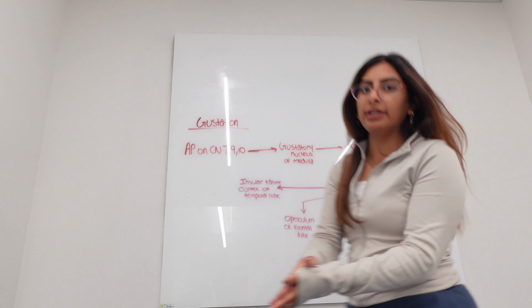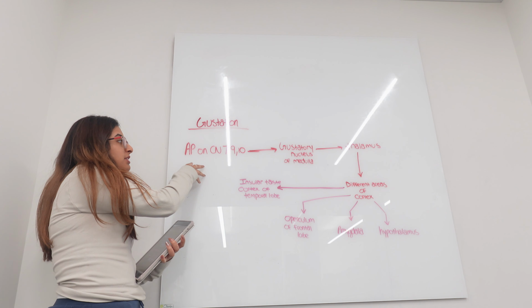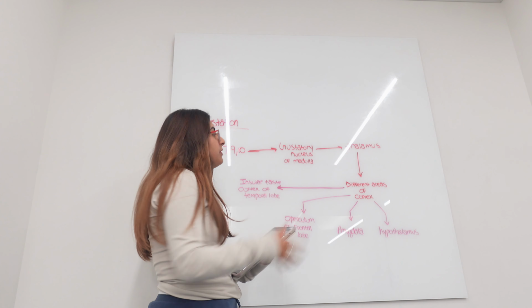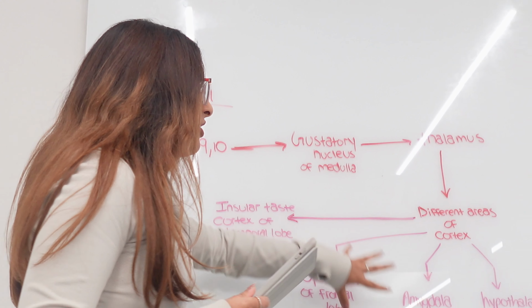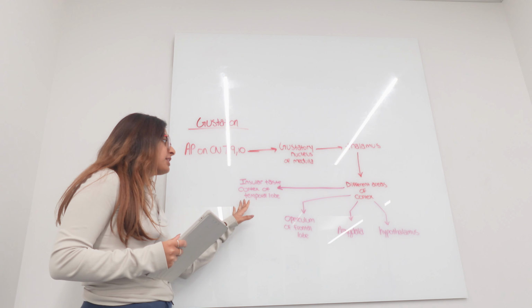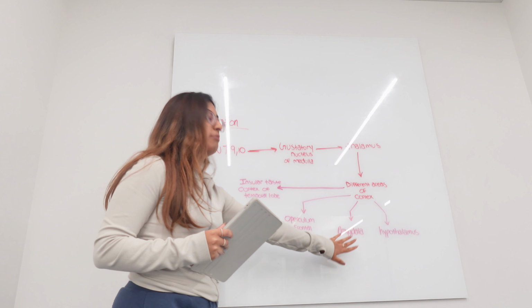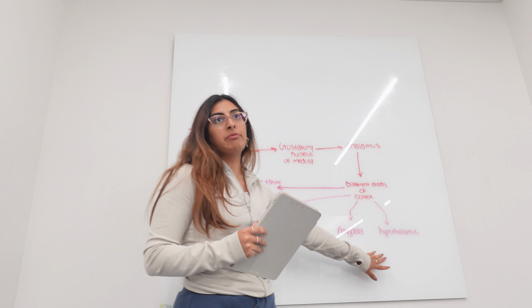Now the gustation pathway. I'm just going to check. Awesome, I'm doing it, guys. I'm doing it right. Okay, so let me just walk you through it. The action potential goes on cranial nerves 7, 9, and 10. Then it enters the gustatory nucleus of the medulla, which then goes to the thalamus, and then to the cortex, and then it goes to the different areas of the cortex. So it goes to the insular taste cortex of the temporal lobe, it goes to the operculum of the frontal lobe, and it goes to the amygdala and the hypothalamus. So taste is associated to memories and emotion.